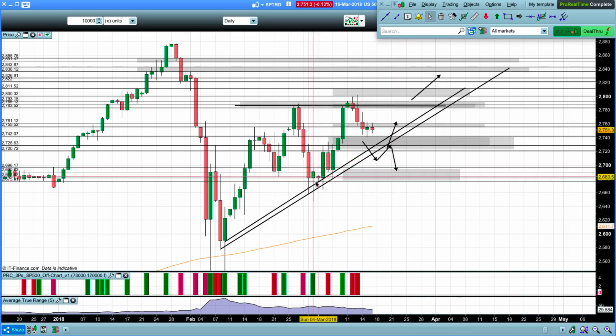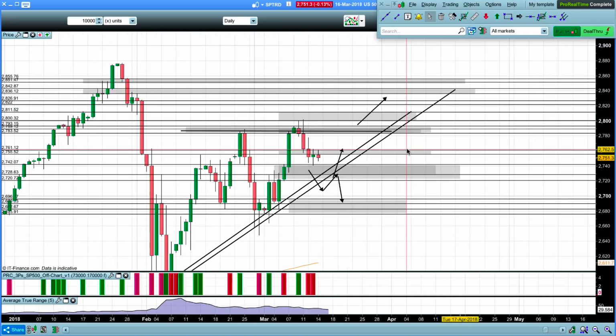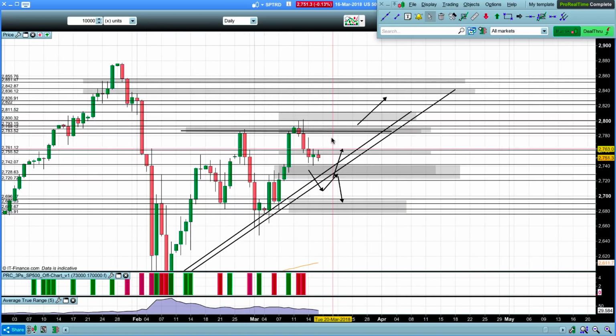If we start to break down below those levels, breaking down below this previous swing, we'd start to expect stronger movements down on the market. So really, those are the key things for the S&P coming into next week. We're looking at this potential ascending triangle now. Key resistance up above, key support down below. At present, we can continue looking at them as support and resistance.